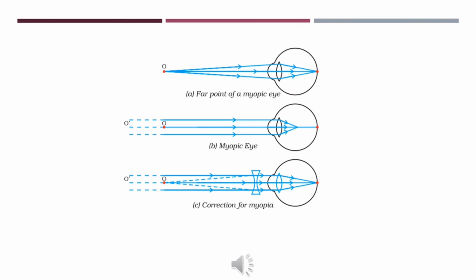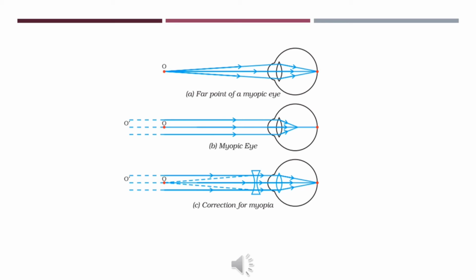In myopia, the image of the distant object is formed in front of the retina. This may be due to the elongation of the eyeball or excessive curvature of the eye. Myopia can be corrected by using a concave lens of a suitable power. By using a concave lens, the image can be formed back onto the retina, and thus the defect can be corrected.